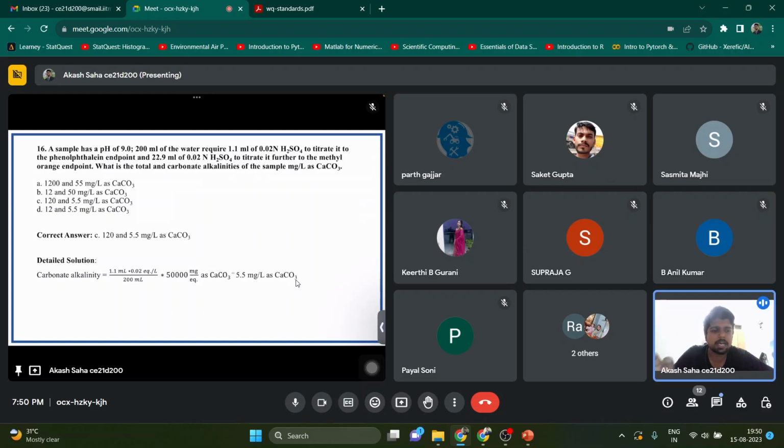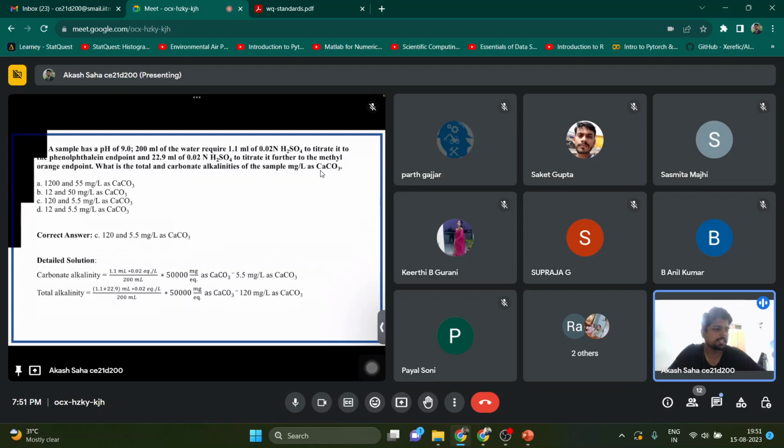But I am asking the answer in terms of milligram per liter as CaCO3. So we have to multiply with another factor, which is in terms of CaCO3. For CaCO3, the molecular weight is 100 and the combining capacity is 2. So the equivalent weight of CaCO3 will be 100 by 2, that is 50, and it is grams per equivalent. If you want to change it to milligram per equivalent, we will multiply with another 1000, so it will become 50,000. I hope it is clear. Now we'll see the next one.